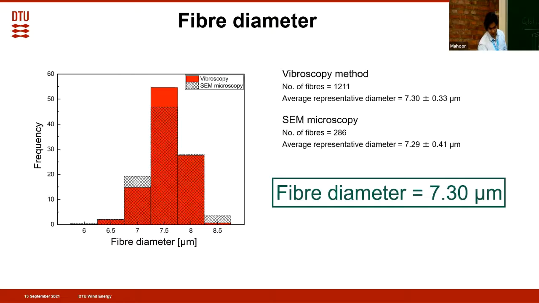So one of the parameters we had was fiber radius or diameter, and that we determined using this vibroscopy method. And here we have the data for around 1100 fibers, and it was determined to be around 7.3 micrometers. We compared it with the SEM microscopy results, which came out to be quite close. So these are the properties we will use in the modeling.